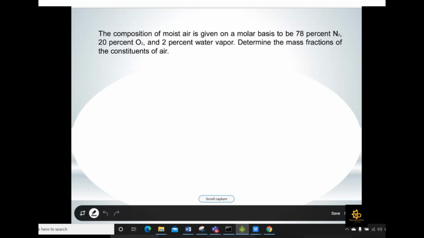It means that if you divide by 100, it will be equal to the mole fraction. For example, for nitrogen, we have 0.78 mole fraction. Similarly for O2, we have 0.2 mole fraction, which is the value of Y, and 0.02 for the water H2O. In this question, we have to determine the mass fraction of the individual components. So note down the data and we will go to the solution.